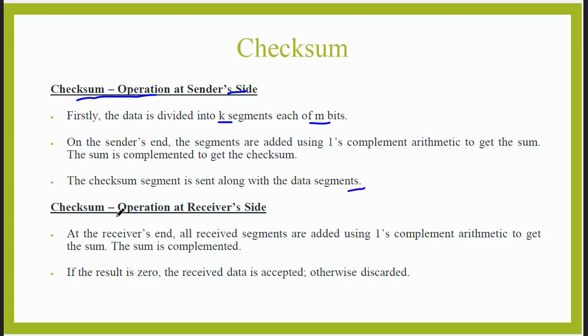The checksum operation at the receiver side. At the receiver's end, all received segments are added using ones complement arithmetic to get the sum. The sum is complemented. After complementing, if the result is 0, the received data is accepted; otherwise, it is discarded.